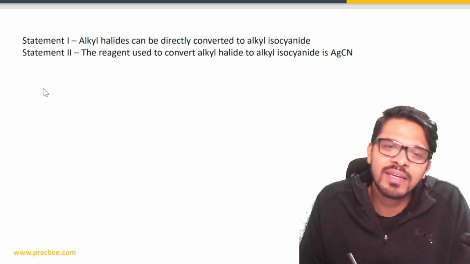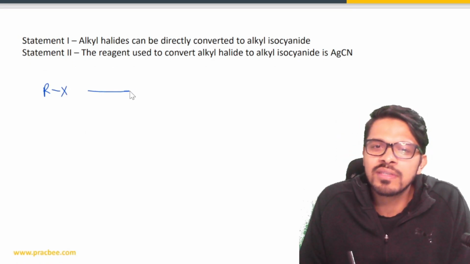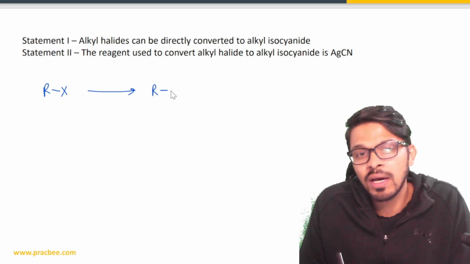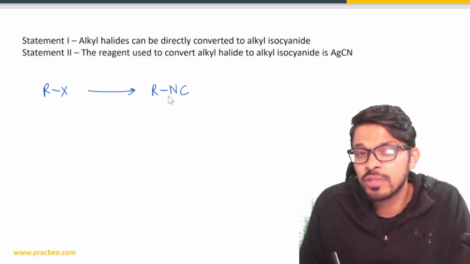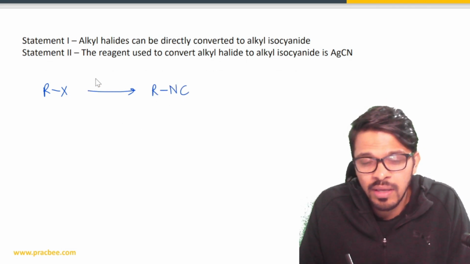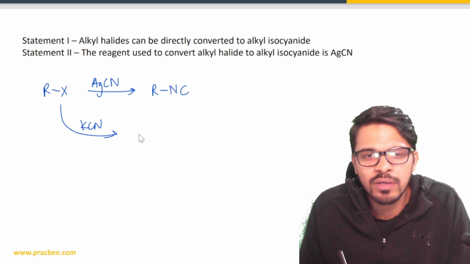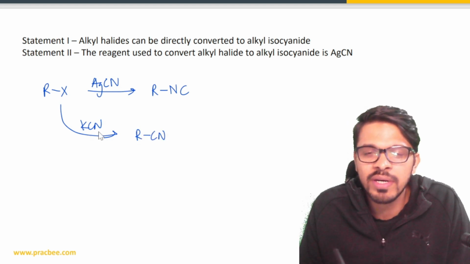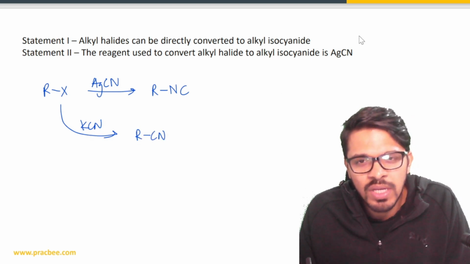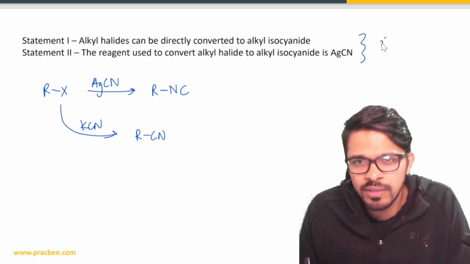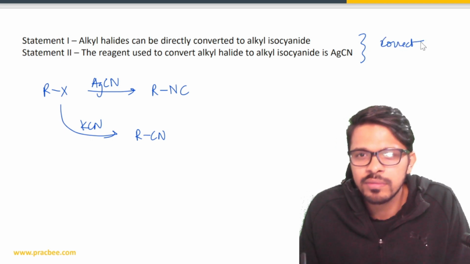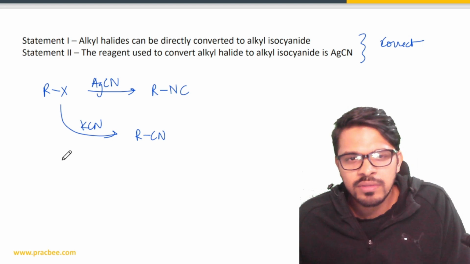Right? Next is alkyl halides, which is RX, can be directly converted into RNC. Isocyanide is RNC, and I hope you know we require AgCN for this, and if we want to convert this into RCN, we need KCN. So yes, both these statements are correct. Both of them are correct. Pretty easy question yet again.